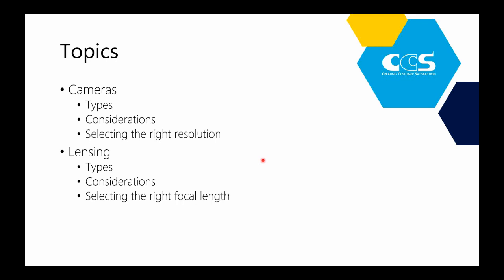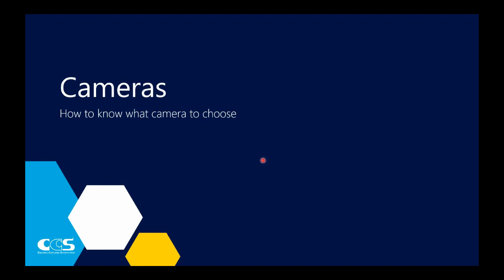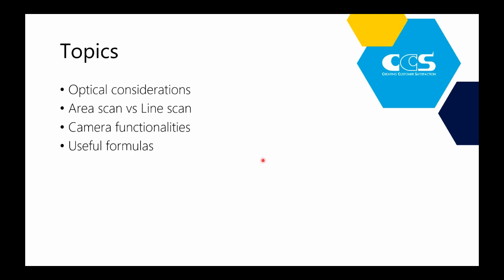We're also going to talk about lensing, the types of lenses, what you need to consider when selecting a lens, and then how to select the correct focal length. So focusing on cameras, how do we know what the best camera is to choose for our application? There are optical considerations, there's area scan versus line scan, there's different camera functionalities we have to think about, and then we'll talk about some useful formulas to help you pick the correct resolution.